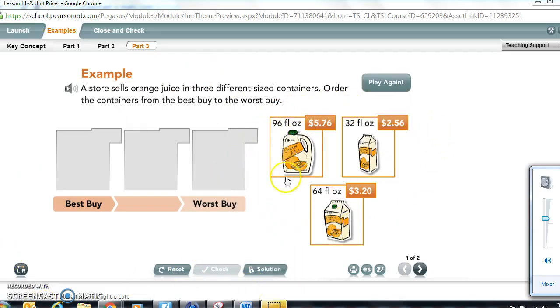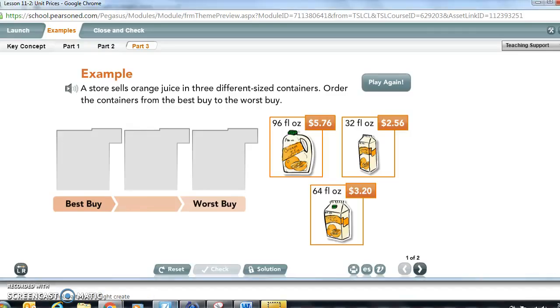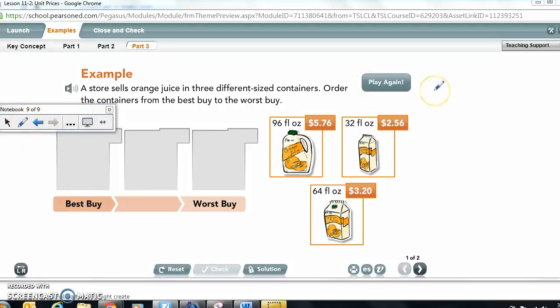So you're going to notice that these are all different prices. They're also different sizes. So I need to go through and figure out how much is in each ounce. So remember, we put price over amount or the item. So we know the 96 fluid ounce one is $5.76.